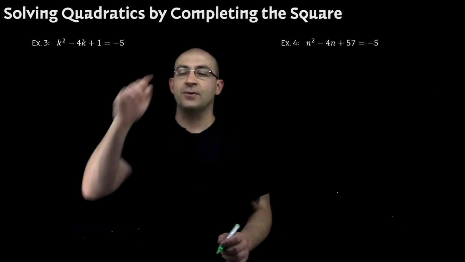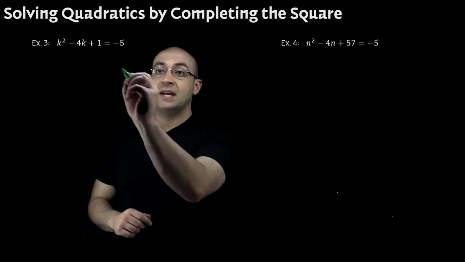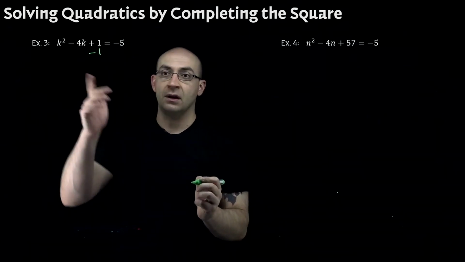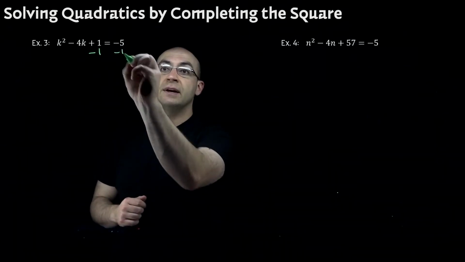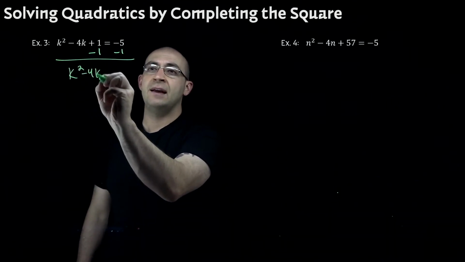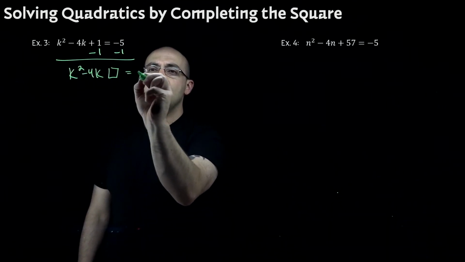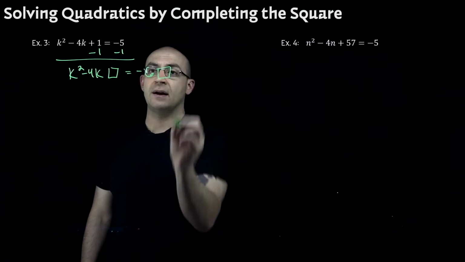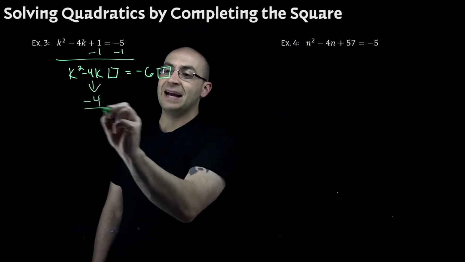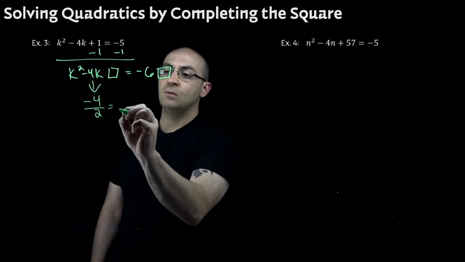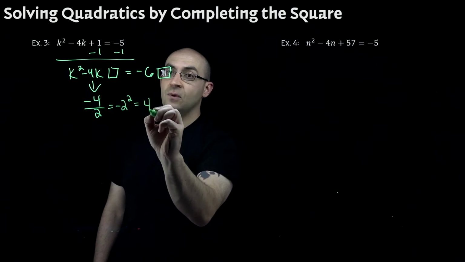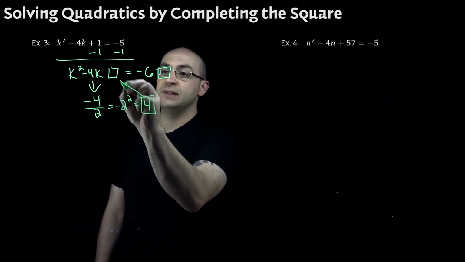k squared minus 4k plus 1 equals negative 5. Same process occurs. I'm going to take this constant value, or the integer, on the left-hand side, and move it to the right-hand side. That is going to leave me with k squared minus 4k equals negative 6. Take the b value, or the middle value, divide it by 2, which is negative 2, and I square the result, which is positive 4. That is the number that completes the square.